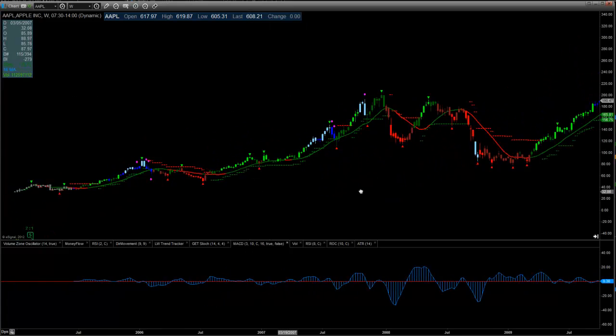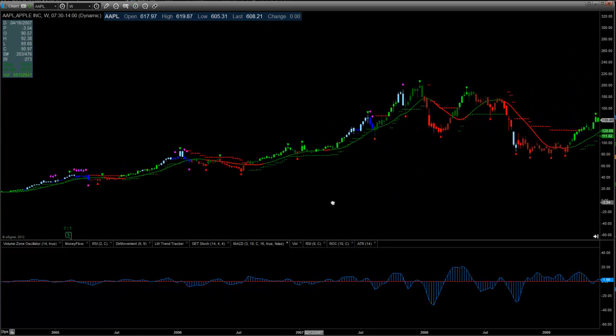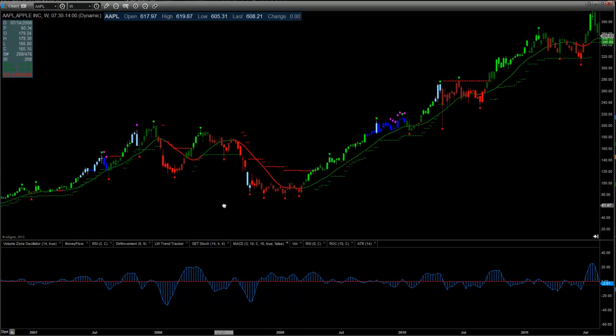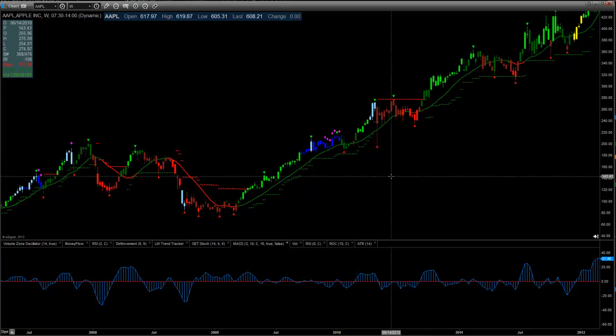You go back really to, well, let's go back to the mess of 2008, 2009. And all it really was was an ABC correction off that high back in late 2007 when it went down to 80 bucks, I think, if I remember, at the time, 80-some dollars. And then really it's been an uptrend since.